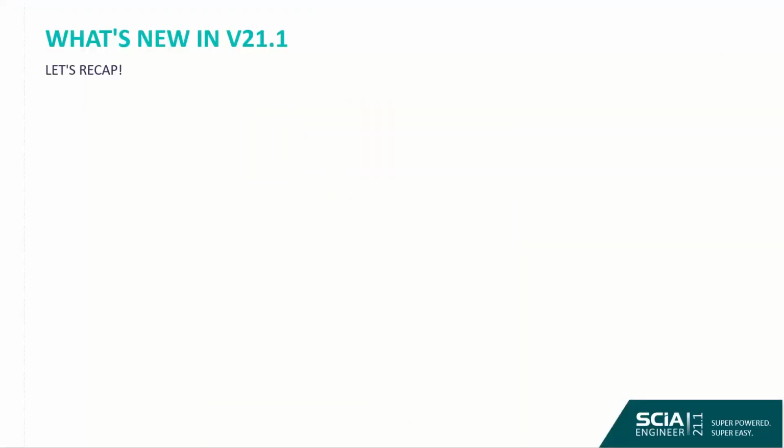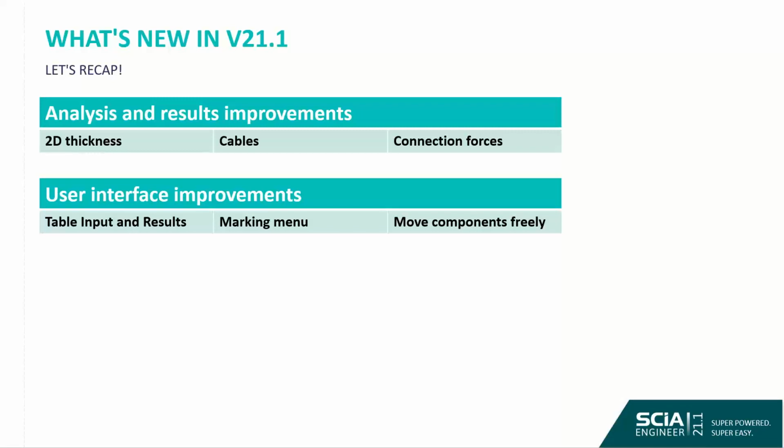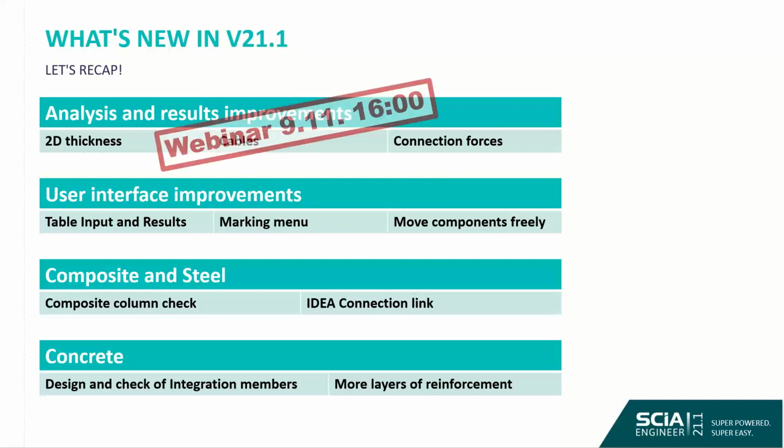Okay, and that's it for the features that I wanted to share with you. Let me recap and let me invite you to separate webinars that we plan. So for the analysis and results improvements, we talked about 2D thicknesses, cables and connection forces. For user interface improvements, there is table input and results, marking menu, and freedom in operation of the components. In the composite and steel topics, we have the composite column check and IDEA connection and IDEA member link. And for the concrete, we have the design and check of integration members and more layers of reinforcement.